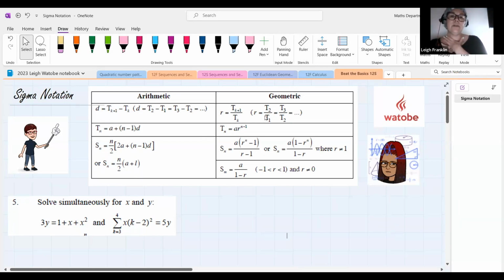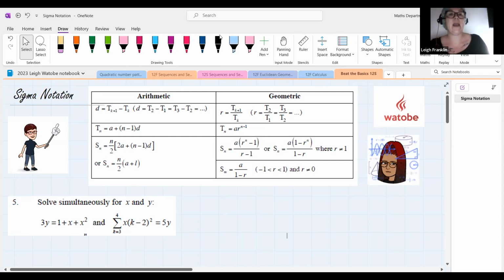When it comes to geometric patterns, we calculate the constant ratio by dividing term 2 over term 1, which is equal to term 3 over term 2. The nth term, Tn, equals a r to the n minus 1. We can use either one of these two formulae to calculate the geometric sum, and then calculating the sum to infinity. So this is just a nice little table with everything summarized over here for us.